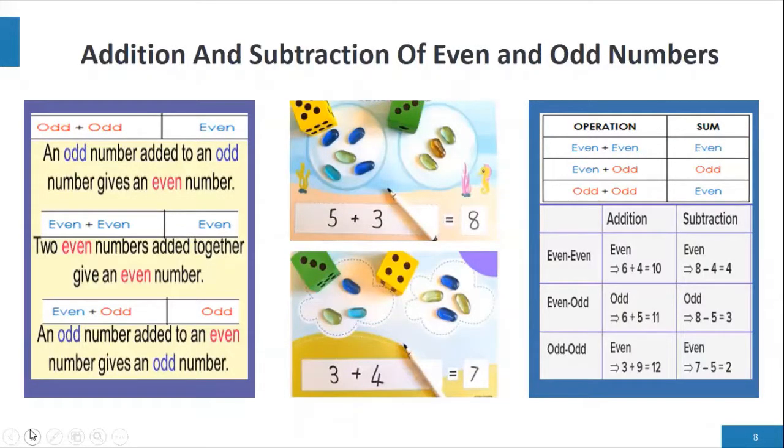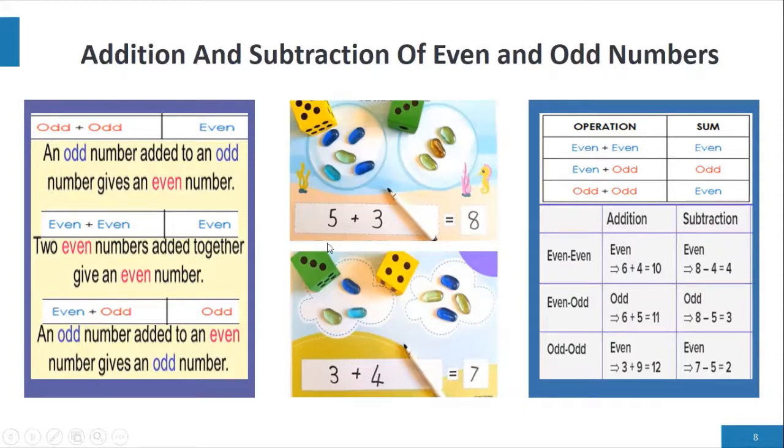Next, we will discuss addition and subtraction of even and odd numbers. There are some rules for addition and subtraction of even and odd numbers. Whenever we add 2 odd numbers, the result would be even. If we add 2 even numbers, the result would be even. And if we add 1 even and 1 odd number, then the result would be an odd number. Let's have a look at the examples.